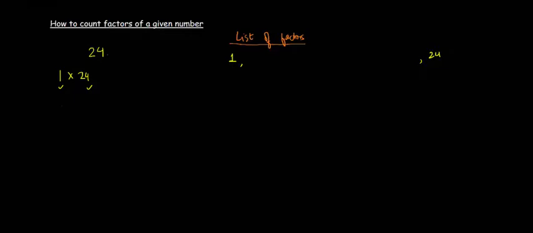Okay. The next number that we'll do is 2. And 2 times 12 is also 24. So 2 and 12 are factors. 2 and 12. Similarly, 3 times 8 is 24. So 3 and 8 can go in the list. Let's do 4 now. So 4 times 6 is 24. We can write 4 here and 6 here.